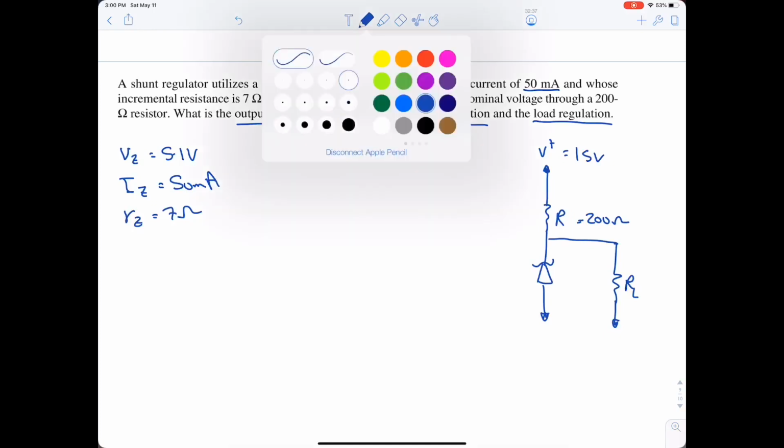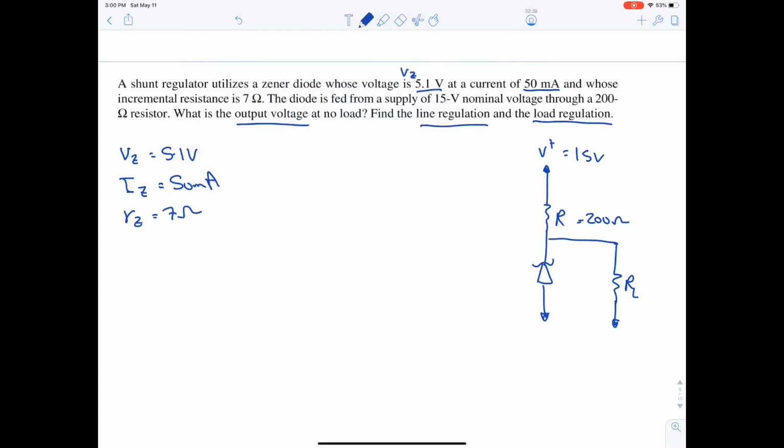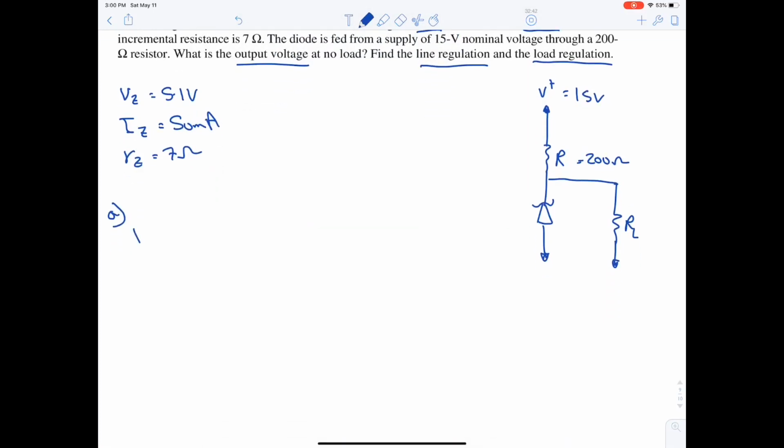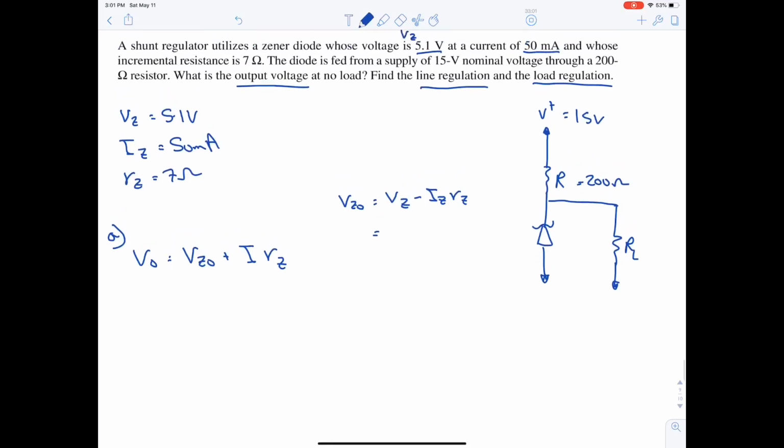Let's begin. So part A, we need to find V naught. We said V naught is equal to Vz naught plus I Rz. So in order to compute V naught, we need to find Vz naught. Vz naught is equal to Vz minus Iz Rz. Vz was 5.1, Iz is 50 milli, and Rz is 7. This will result in 4.75 volt.